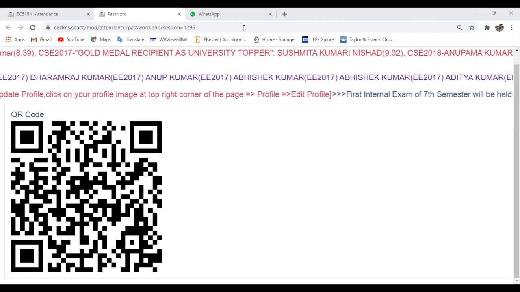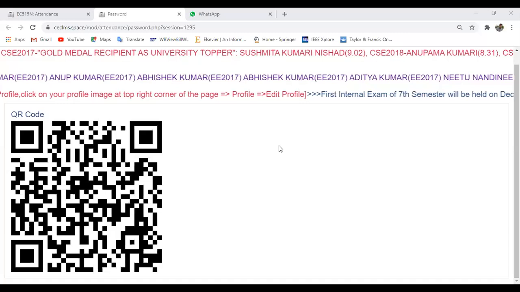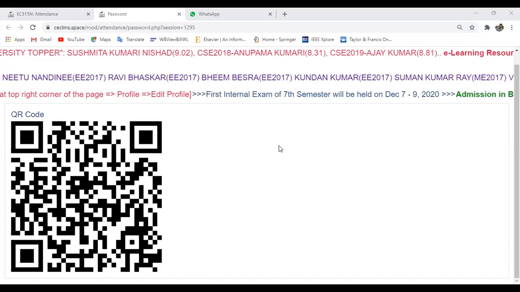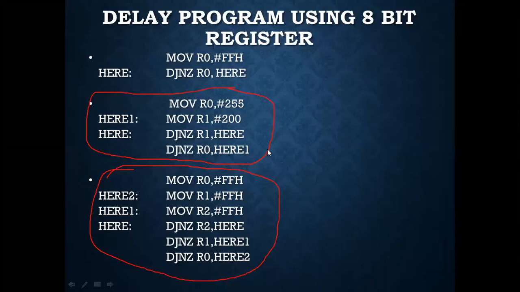Done, everyone? Yes, sir. Okay, so back to this one. In the second program, what things are going on? First, this R0 register has been loaded with 255. No notation has been given, like H is not there, so this 255 is decimal data. Similarly, in the second instruction, move R1 comma hash 200, that also means the data is decimal, so you need not convert it.